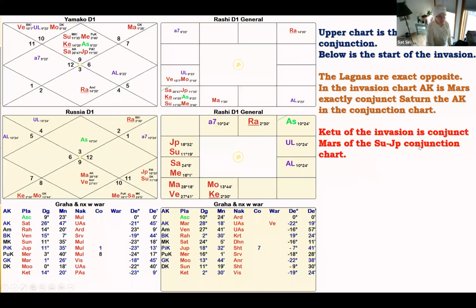Also very interesting, we see Ketu in the invasion chart here at 2 degrees Scorpio, conjunct Mars in the Sun-Jupiter chart. So that is one of the conditions for war, that Mars or Saturn has to be conjunct Ketu.